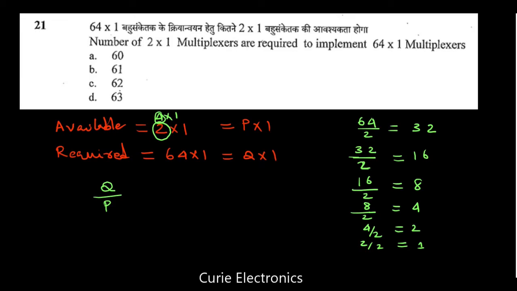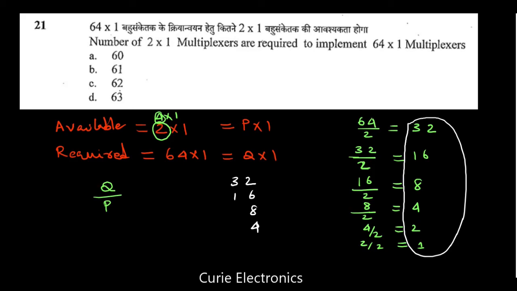Then what I will do, I will take the sum of all these numbers. So 32 plus 16 plus 8 plus 4 plus 2 plus 1. How much will it come? It will come to 32 plus 16, 48, 56, 60, 63. So 63. So the answer is option D.